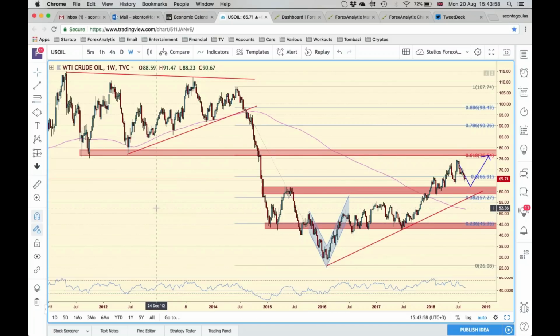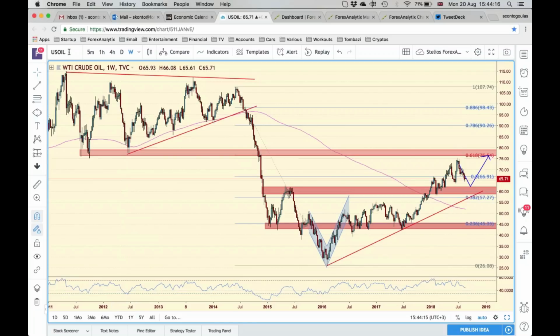When oil bounces, which I think it will, then the Canadian dollar will look pretty good for a rebound. So dollar CAD to drop further. So that's my view on oil.